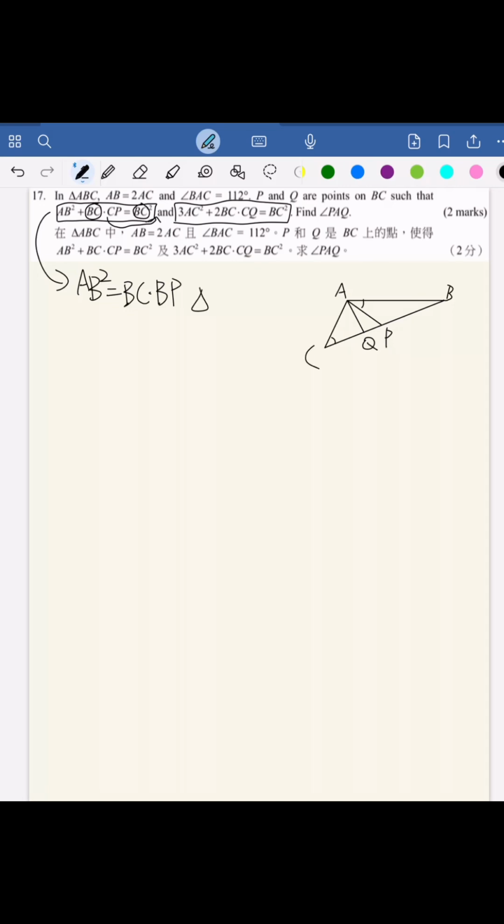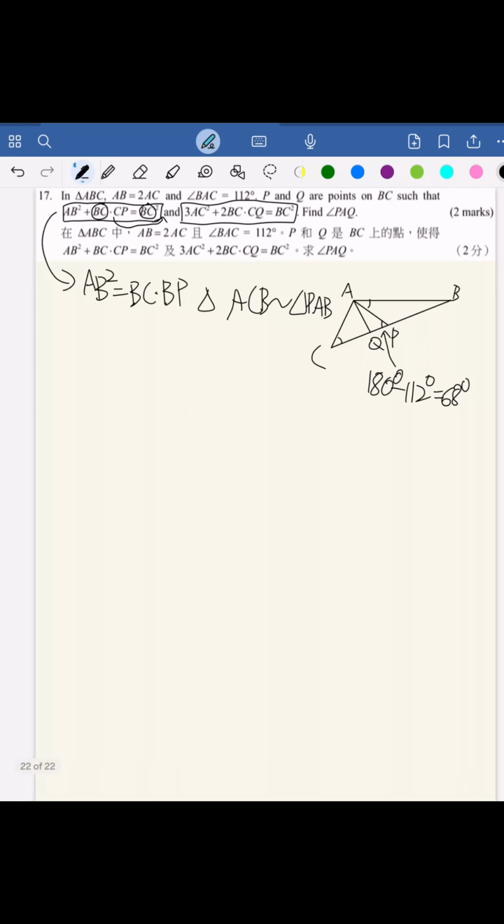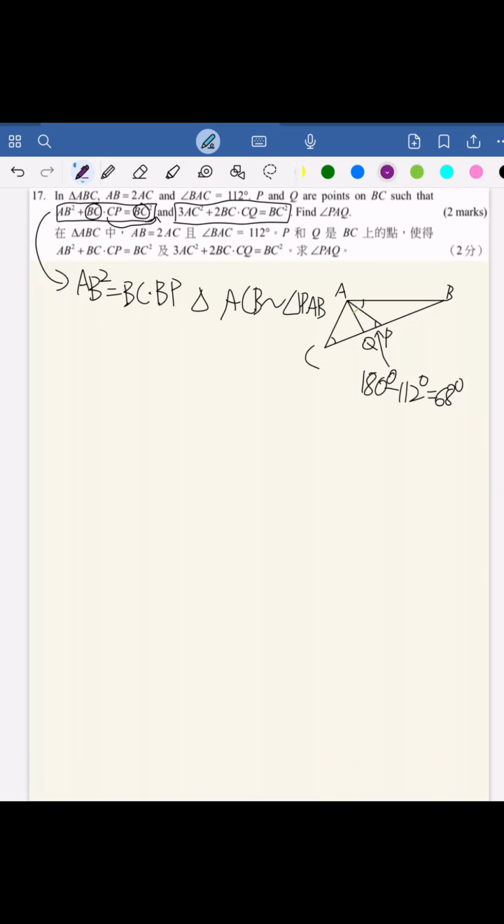Let me just write it. Triangle ACB is going to be similar to triangle PAB. Now, another way to interpret this is that this angle will be 180 degrees minus angle BAC, which is just 180 degrees minus 112 degrees, 68 degrees. So we know this angle. We want a way to find this green angle over here. So we just need to find this purple angle.